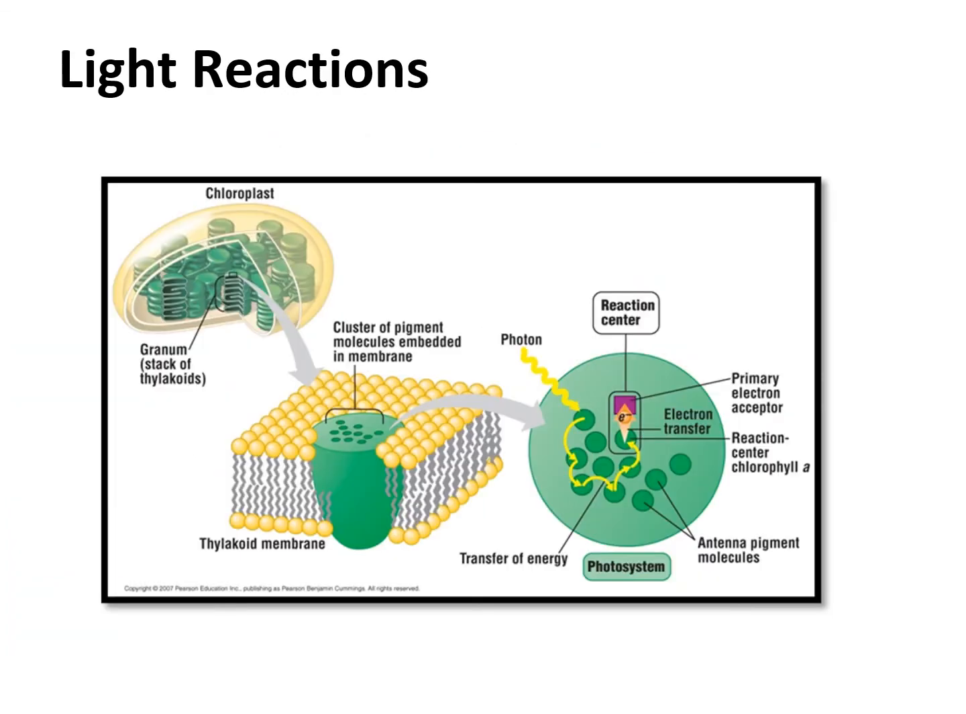The light reactions are the first type of reactions that are performed in photosynthesis, and the purpose of the light reactions is to harvest light energy and convert it into chemical energy, more specifically into ATP and NADPH. Now, the light reactions involve certain structures called photosystems. And these photosystems are a cluster of pigment molecules embedded in a membrane. And that membrane is the thylakoid membrane.